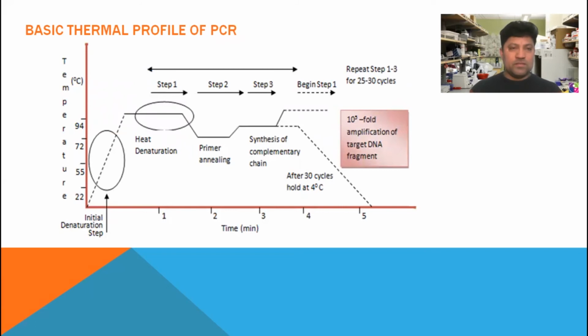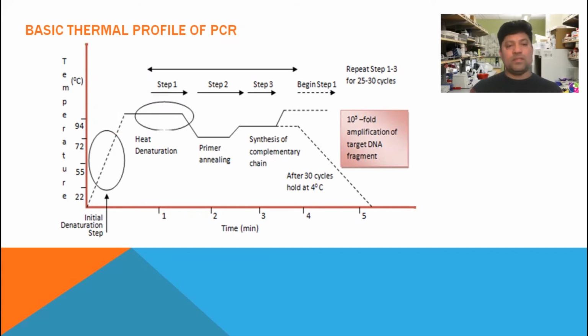This is a very simple linear graph that demonstrates the basic fundamental thermal cycler profile. A linear graph technically has two parameters, horizontal and vertical. Horizontally, we take the time in minutes, and vertically, we take the temperature in degrees centigrade. We have three steps: step 1, step 2, and step 3. These are the basic fundamental steps involved in PCR thermal cycling.